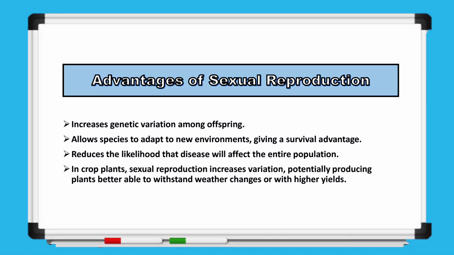Now let's look at the advantages and disadvantages of sexual reproduction. The advantages include that it increases genetic variation among offspring, allowing species to adapt to new environments and enhancing their chances of survival. It also reduces the likelihood that a disease will wipe out the entire population.